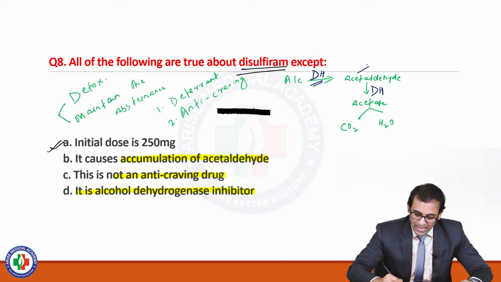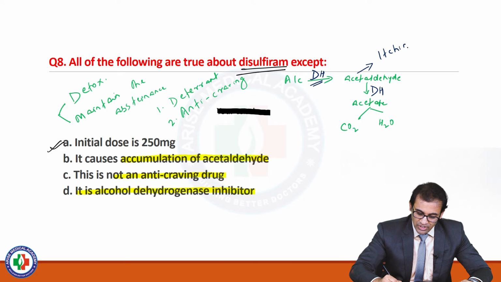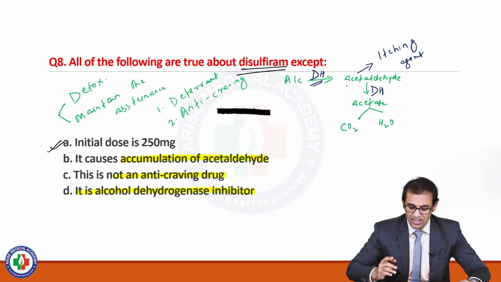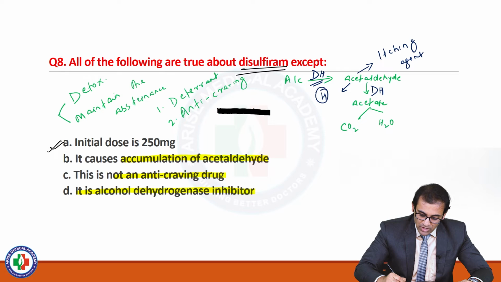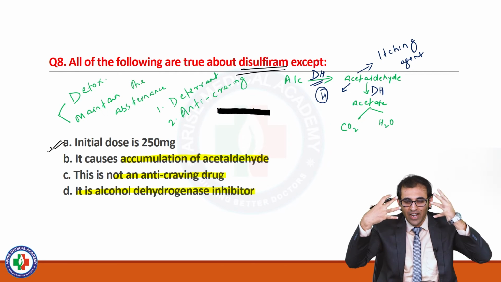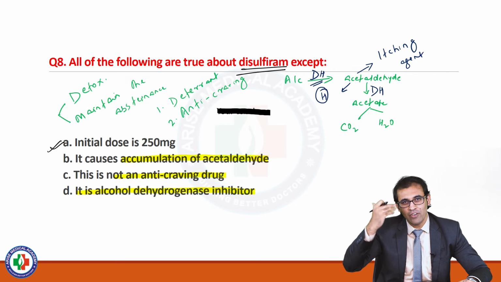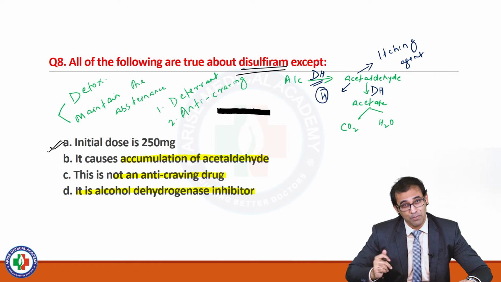As we know that acetaldehyde is an itching agent. Itching agent means what? If there is accumulation of acetaldehyde, there will be an effect on the histamine receptor. Because of that, there will be red rashes over the body, nausea, vomiting, headache, low BP. Patient can go into shock, hypovolemic shock, right? Patient can have GIT symptoms.